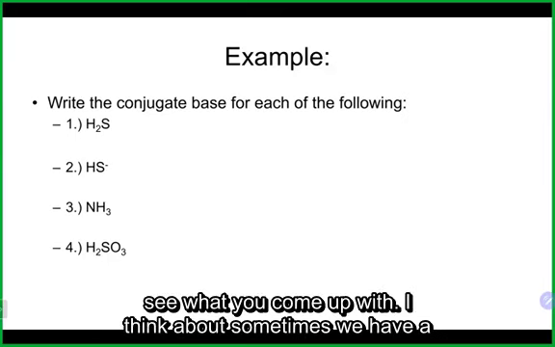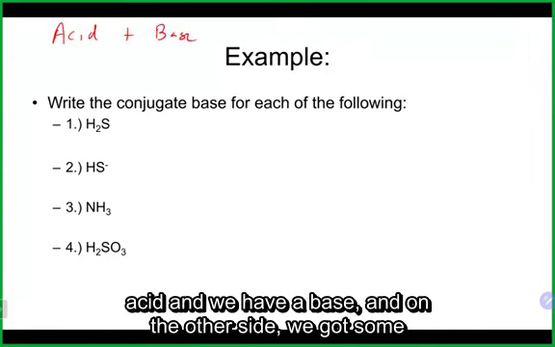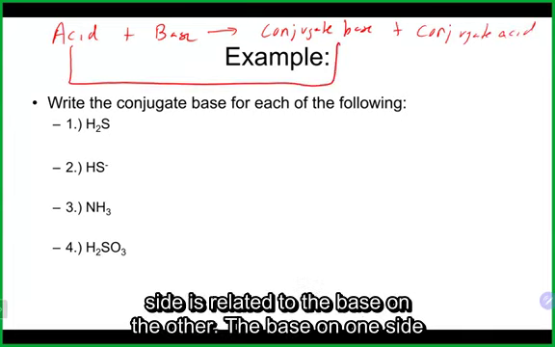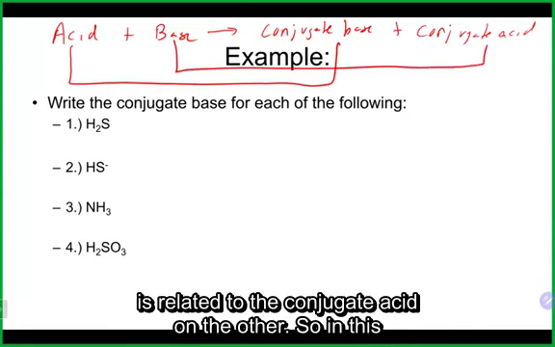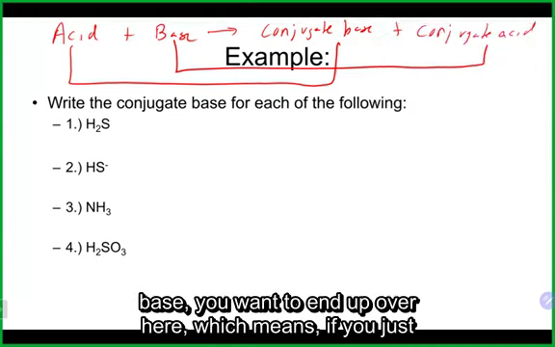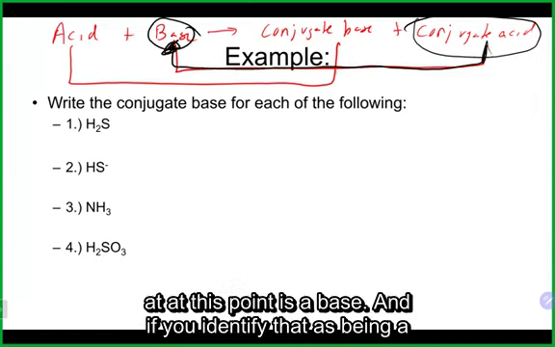What I think about sometimes if you have a question like this is what we talked about, where we have an acid and we have a base, and on the other side we got some conjugate base and conjugate acid. And again, the acid on one side is related to the base on the other. The base on one side is related to the conjugate acid on the other. So in this particular problem, if you are asked to write the conjugate base, you want to end up over here, which means if you just follow this backwards, everything that you are looking at this point is a base.